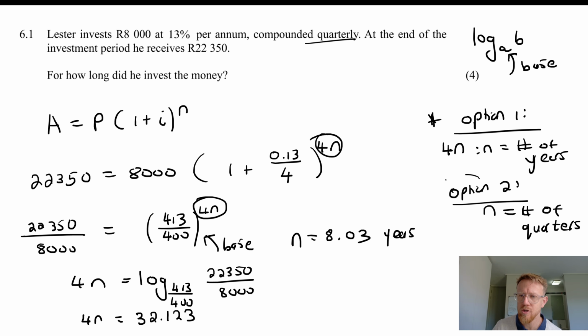If you did option 2, you would have gotten this answer here of 32.123, but remember that that would be your number of quarters, and you would then have to divide that answer by 4 to turn it back into years.